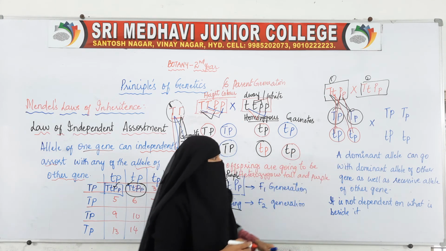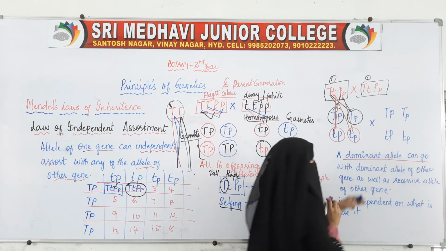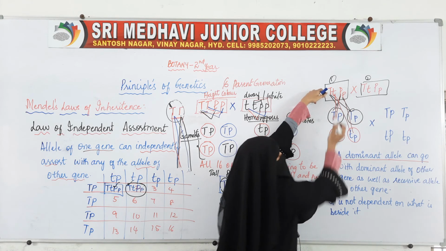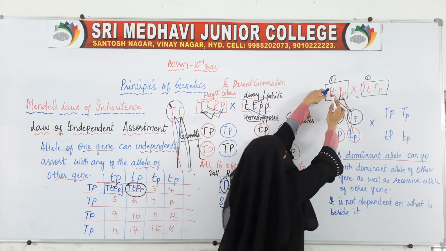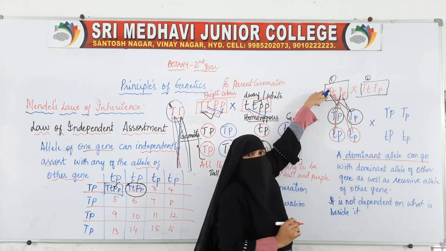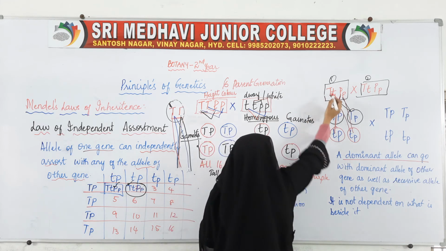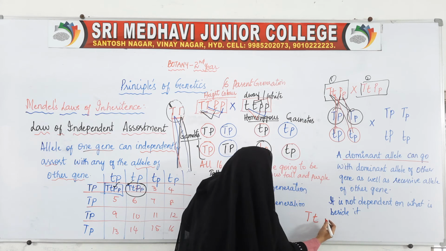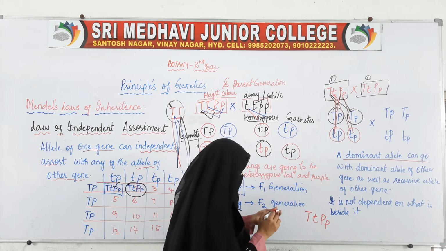So here a dominant allele can go with the dominant allele of the other gene. So this is the dominant allele. Now it can go with the dominant allele of another gene, or it can also go with the recessive allele of another gene. I'll explain here itself. So if we take this one, T and T, P and P, how will gametes be formed?